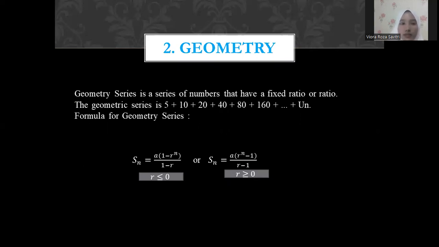Formula for geometric series: Sn is equal to a times (1 minus r to the power of n) all over 1 minus r, if r is less than 1, or Sn is equal to a times (r to the power of n minus 1) all over r minus 1, if r is greater than 1.